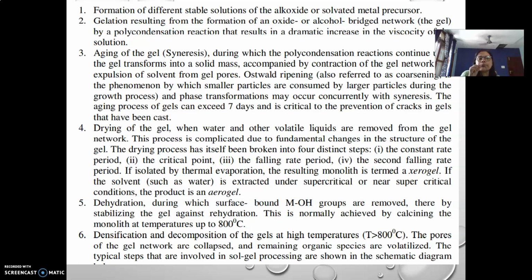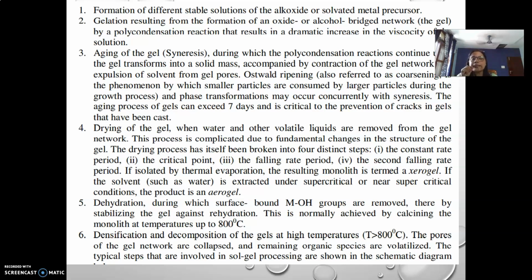And then Ostwald ripening, also referred to as coarsening, is the phenomenon by which the smaller particles are consumed by larger particles during the growth process. And this ultimately will lead to the phase transformation, which will occur side by side with the aging process. Now the aging process of gel can exceed 7 days and is critical to the prevention of cracks in gels that have been cast.